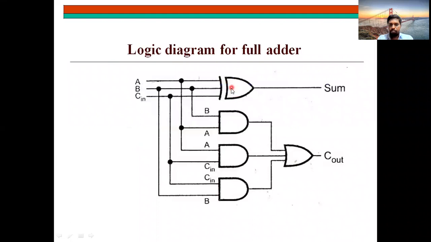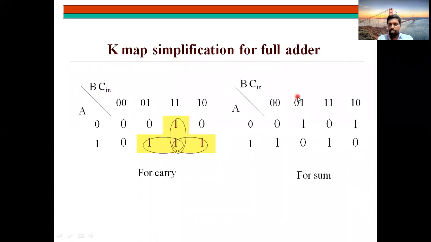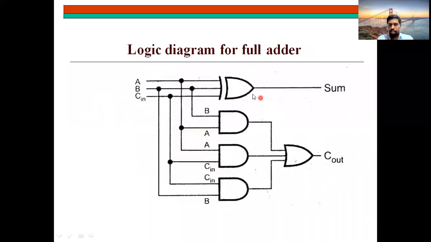See what is the value of sum? Previously we have seen sum value A XOR B XOR C in. So I took one XOR gate, applied inputs as A, B, C in. So here I will get A XOR B XOR C in. And for product term, C out, what we have? 3 product terms. First product term, second product term, third product term, and all being added to each other. So it is an SOP equation diagram. Okay, this is the circuit diagram for full adder.